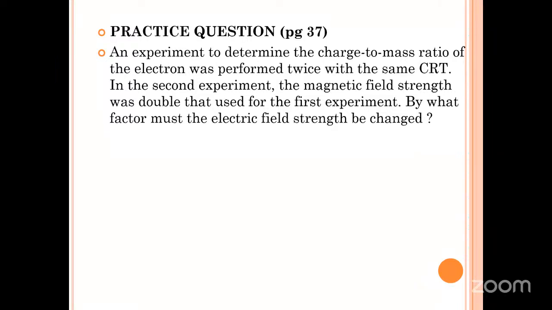with the same cathode ray tube. In the second experiment, the magnetic field strength was double that used for the first experiment. By what factor must the electric field strength be changed? Now, somebody is saying, oh, so what is this now?